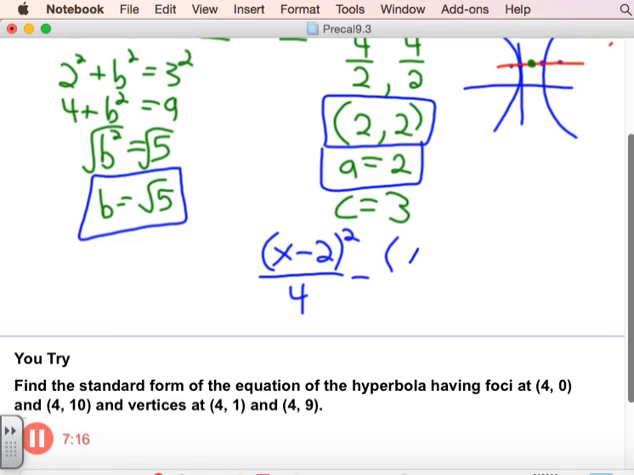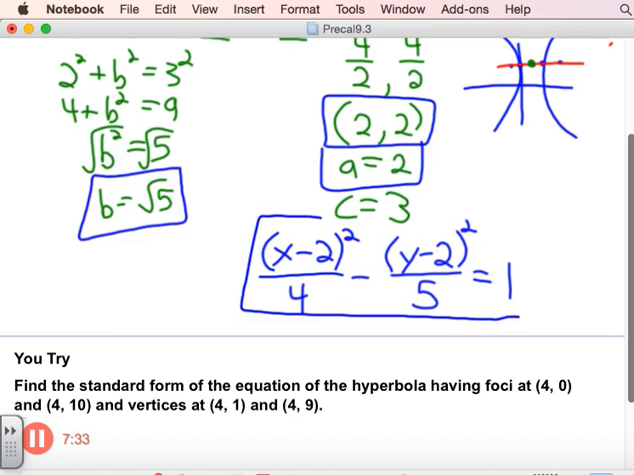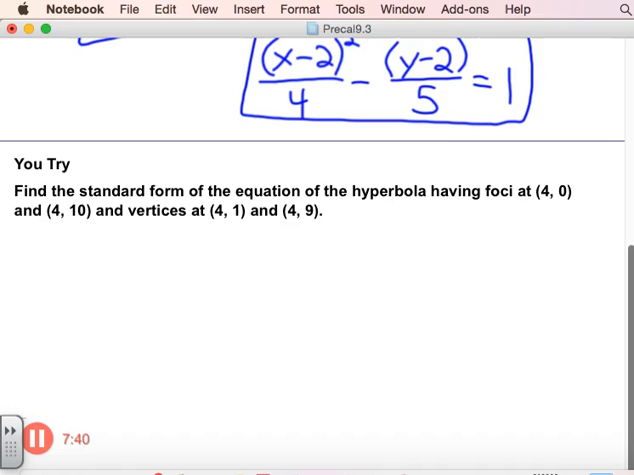Then you have minus y minus k. Well, k was also 2, right? Because our center is (2, 2), squared over, and then we have B squared. Well, it's the square root of 5 squared, which is just 5. So you have over 5, and then you make it equal 1. So here is the standard form of this hyperbola. Okay, so go ahead and pause it, give this problem a try, and then I'll go over it.